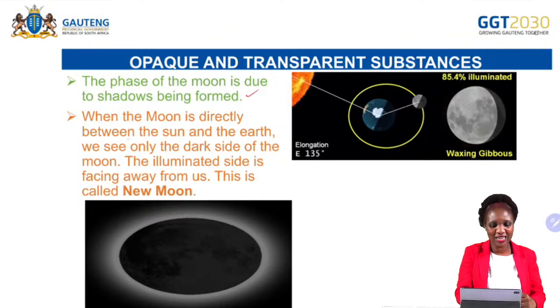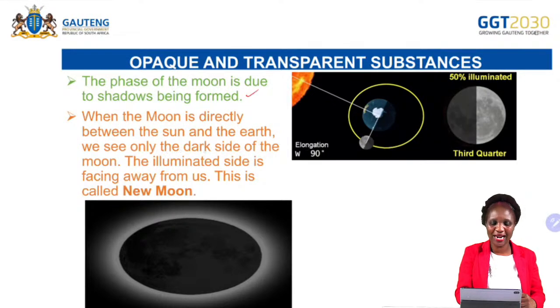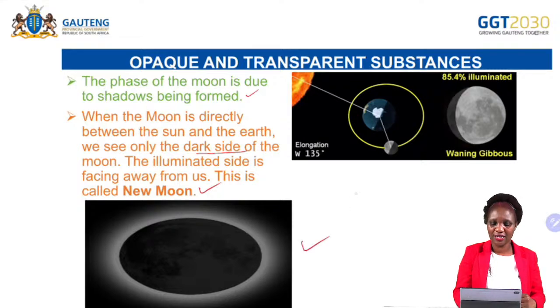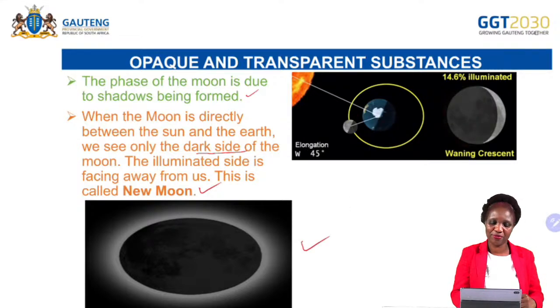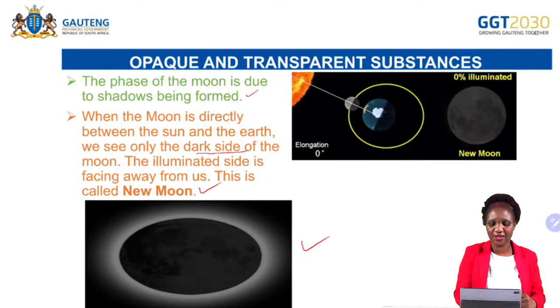When the moon is directly between the sun and the earth, we see only the black side of the moon. The illuminated side is facing away from us. This is called a what? A new moon, because it will be dark. Let's just look at this picture here. You can see it's very dark.